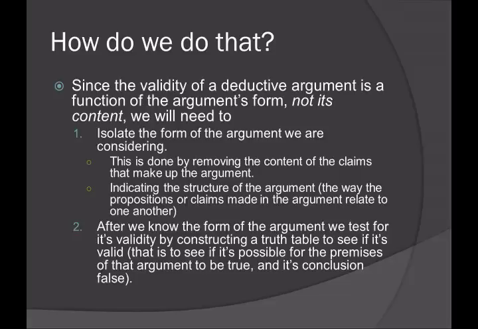Here's the second step. Once we know the form of an argument, once we've removed the content and are able to see nothing but the form of the argument, we can then test for its validity by constructing a truth table to see if it's valid or not. That is, to see whether or not it's possible for the premises of that argument to be true and its conclusion to be false.